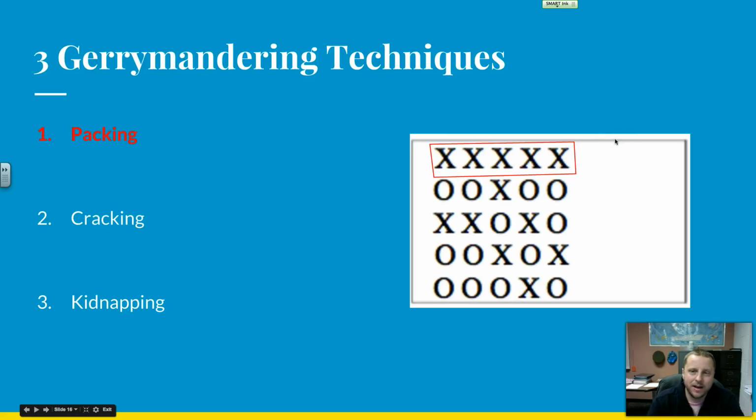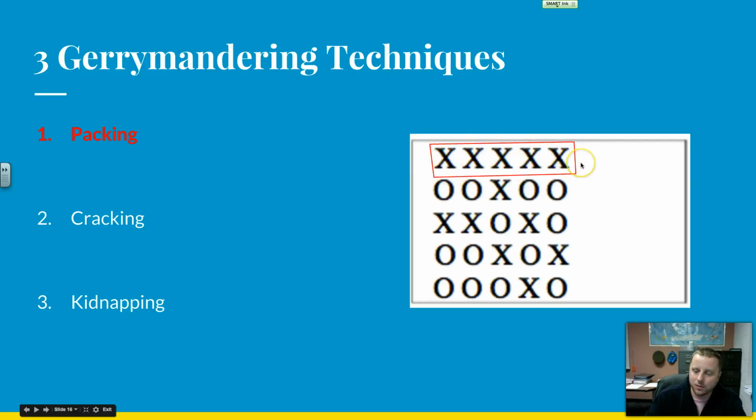The advantage of that is that it doesn't matter if you win a district by 1 vote or by a million votes. It doesn't matter. All that matters is that you have at least 1 more vote than the other side. So if you pack all the X's into one district, the X's can win that one. If you're the O's, you're saying, fine, they can win that one.